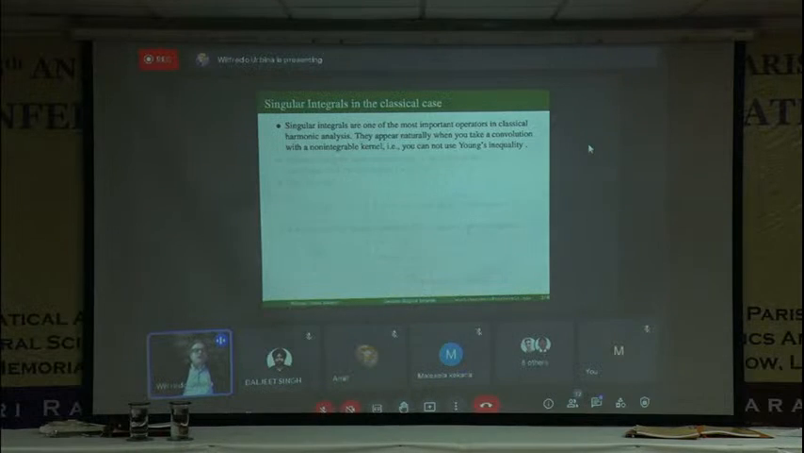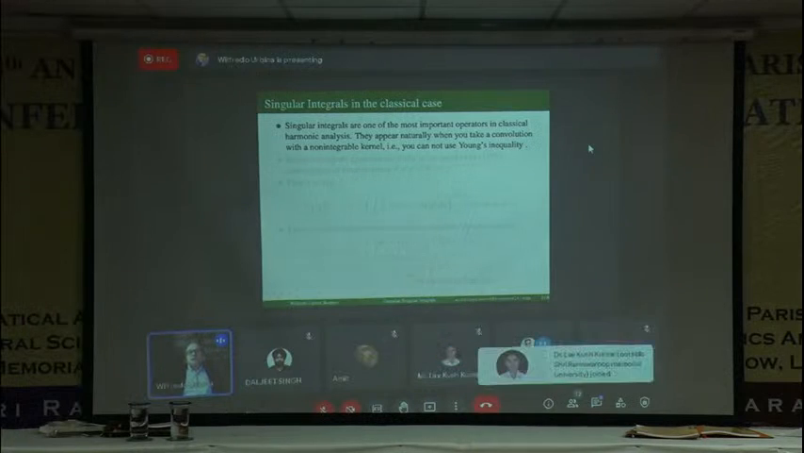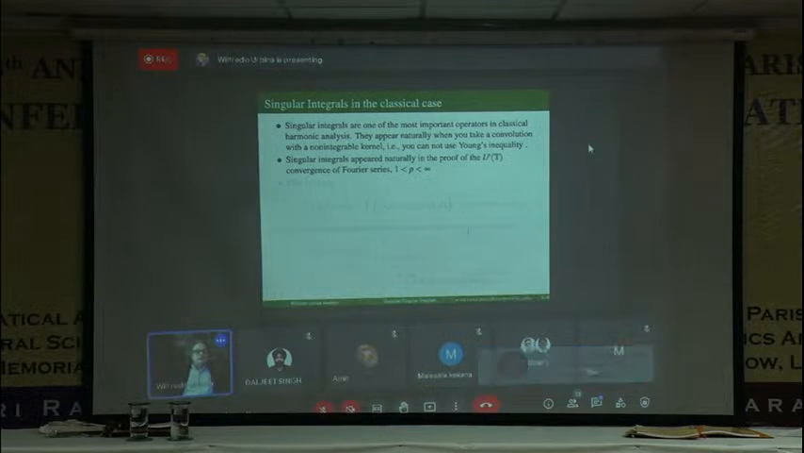Okay, so singular integrals are one of the most important operators in classical harmonic analysis, and they appear naturally when you take convolution with a non-integrable kernel. So you cannot use Young's inequality to study L^p continuity. They appear naturally in the proof of the L^p convergence for Fourier series. That is to say, you want to prove this for a function f in L^p of the one-dimensional torus.